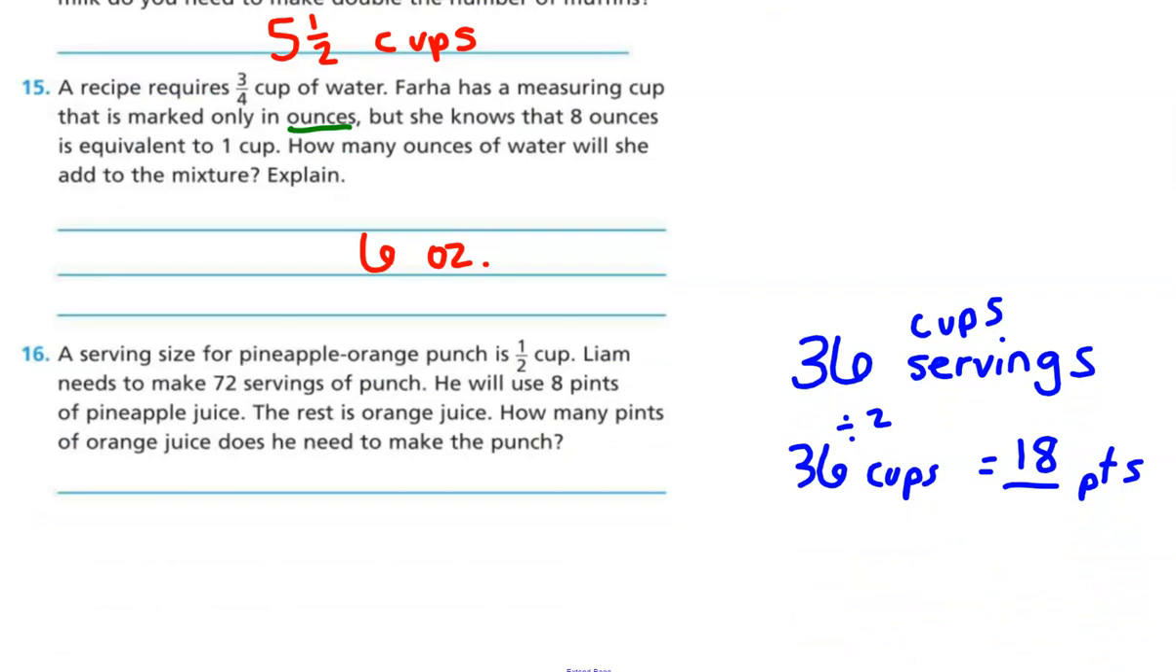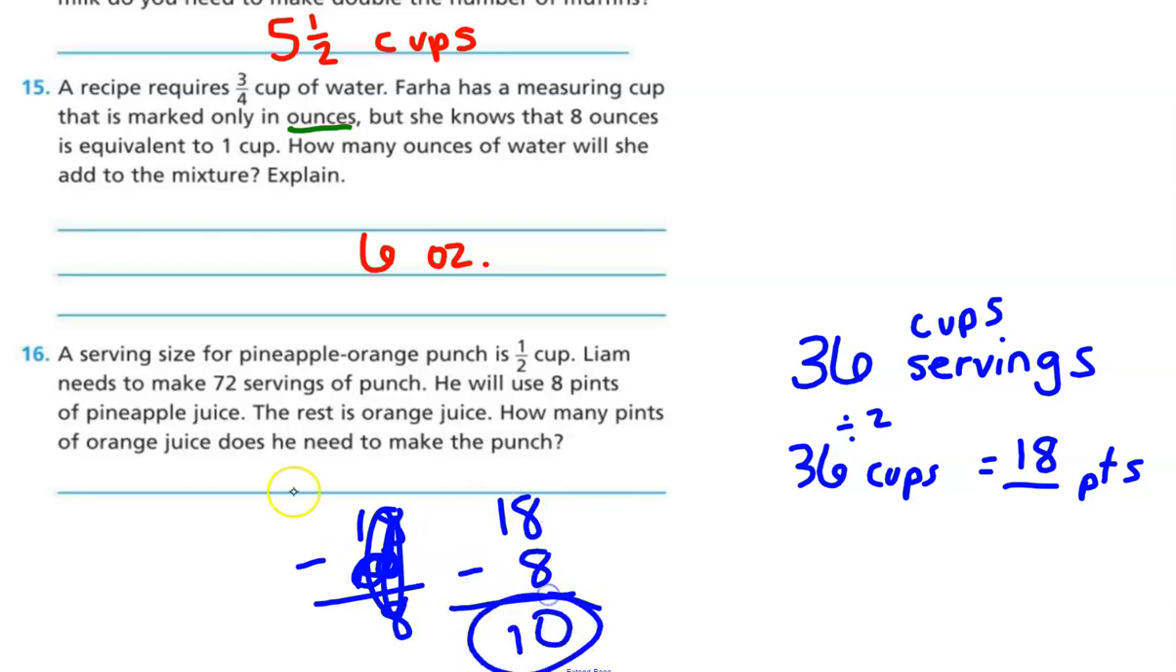So now that I have 18 pints of juice, it says he will use 8 pints of pineapple juice, and the rest is orange. So how many pints of orange? Well, that's easiest of all. 18 minus 10 is 8. Nope, I already solved the problem in my head. 18 minus 8 is 10. So 10 will tell you the amount of pints of OJ that he needs for this recipe. Okay? That was kind of a tricky one.